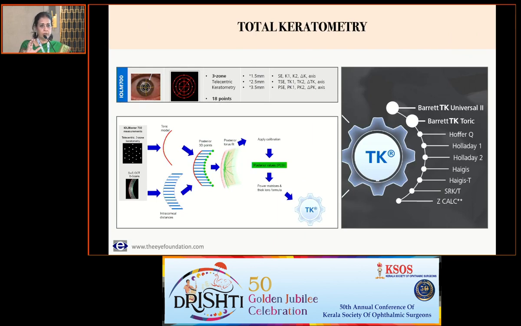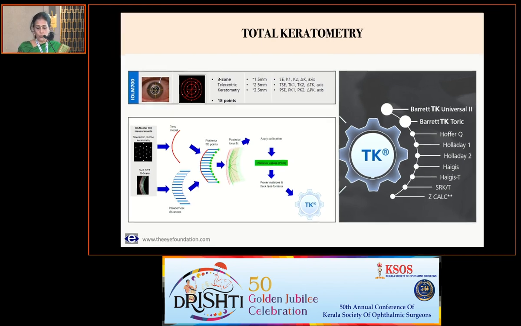So in total keratometry, using a toric model to measure the anterior corneal surface, and with the help of the SWEPT-source OCT and B-scan, you're extrapolating the same points on the posterior cornea and getting a total TK. But we also need to remember that in all those calculations, Hoffer Q, Holladay, and everywhere, they have derived a mathematical method of estimating or assuming the posterior corneal astigmatism. And if you add this total TK to that, you could end up with an overcorrection.